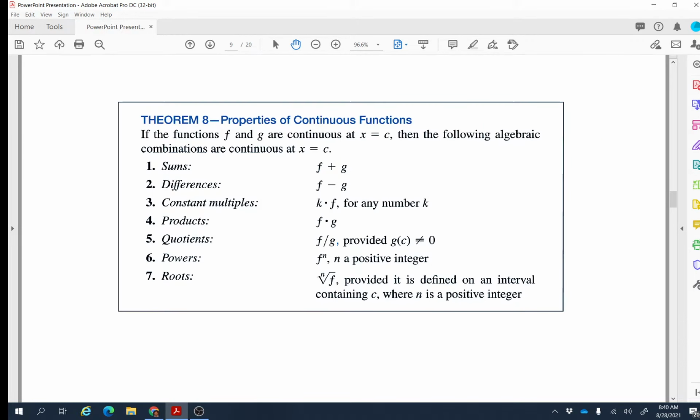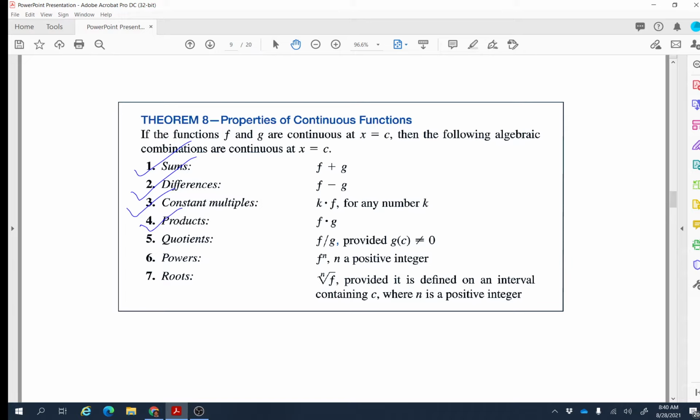These are some properties of continuous functions. If you have two functions f and g, both of them continuous at some specific point c, then the following algebraic combinations are continuous at x equals c. So if two functions are continuous, their sum should be continuous, their difference should be continuous. Whenever we multiply those continuous functions by some constant, that should be continuous.